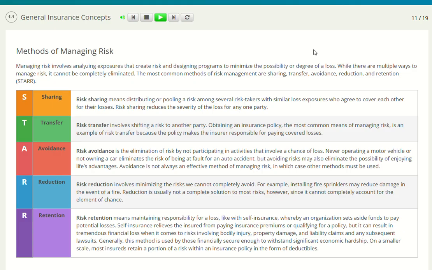Transfer. Risk transfer involves shifting a risk to another party. Obtaining an insurance policy, the most common means of managing risk, is an example of risk transfer because the policy makes the insurer responsible for paying covered losses.